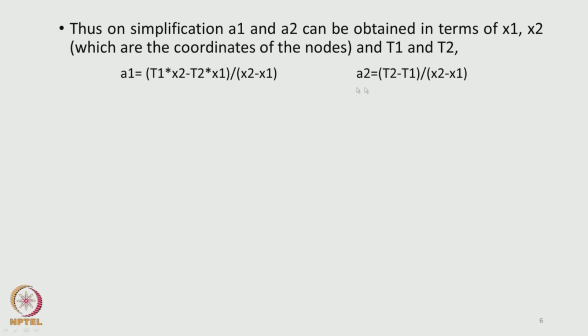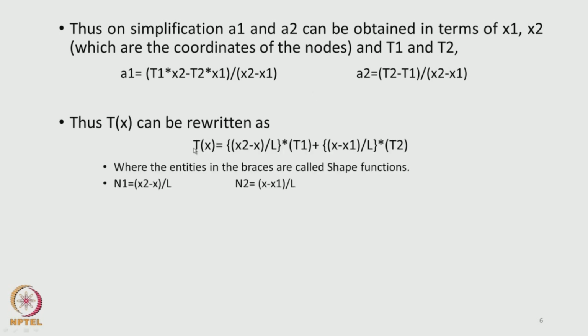I mean, this is a straightforward procedure. You substitute in the linear equation, you get two equations, two unknowns, solve them and you get the coefficient values. The original equation T of x can be rewritten using these coefficients A2 and A1 as (x2 minus x) by L into T1, similarly (x minus x1) by L into T2, where the entities in the braces are called shape functions. The usual symbol is the letter N.